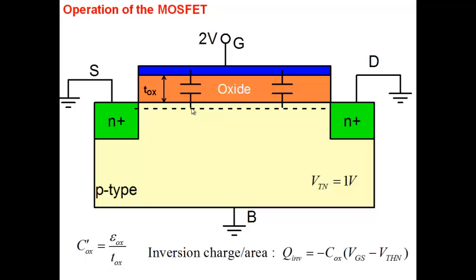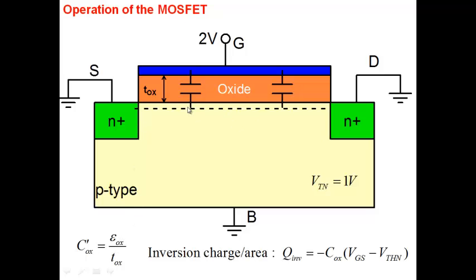And we can see that it's a capacitor. You know that there's a metal, there's an oxide which is an insulator, and the sheet of electrons that you see here acts as the other plate of the capacitor. So it's like a parallel plate capacitor. And in a parallel plate capacitor, you know that capacitance per unit area is epsilon by t oxide. This is the permittivity of oxide, and this is the thickness of the oxide here. So that's the capacitance per unit area.